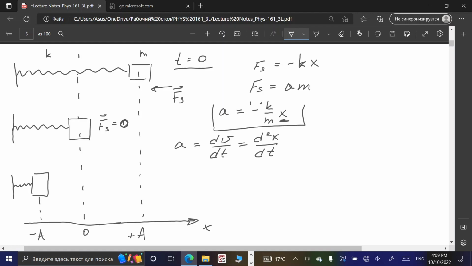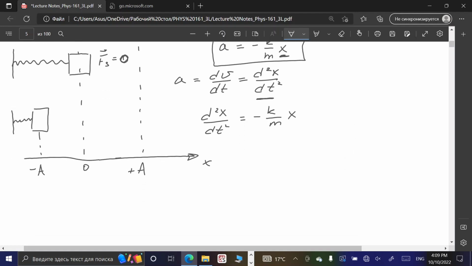So now we can substitute this expression for acceleration a. So it will be d square x over dt squared is equal to minus k over m times x. Now let us move everything to the left side of the equation. It will be d square x over dt squared plus k over m times x, and that is equal to 0.